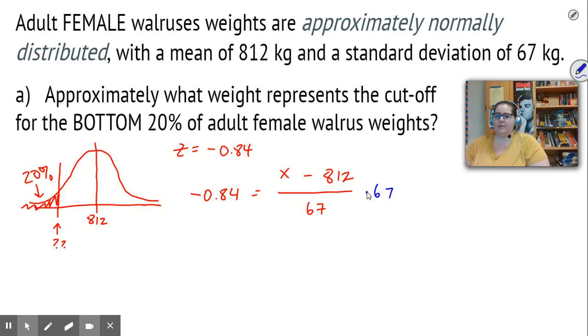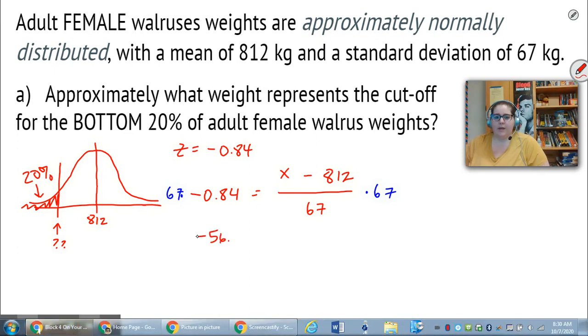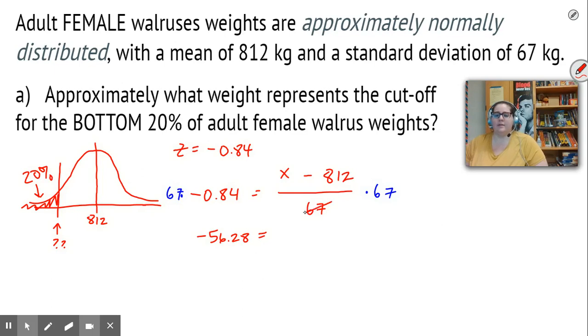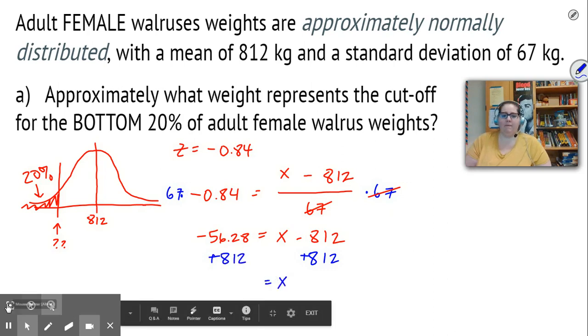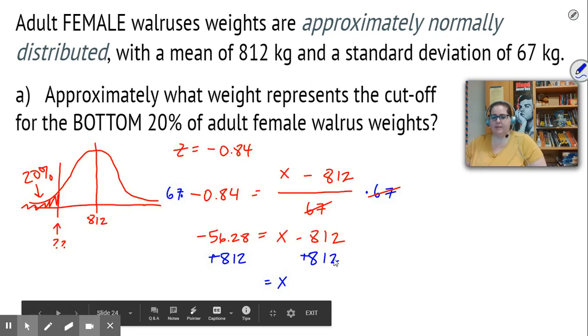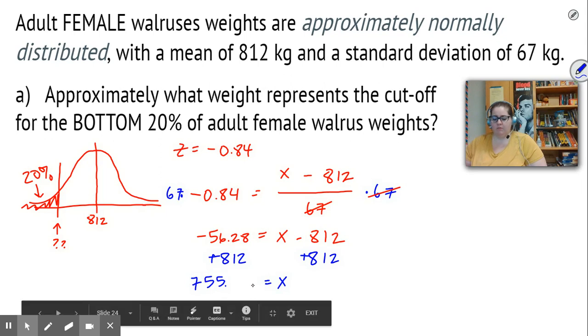And then at this point, we're just doing some algebra. So I'm going to multiply by 67 on both sides, which gives me negative 56.28 on the left side. And then on the right side, obviously the 67s would cancel out. So x minus 812. And then I would add 812 on both sides to get the x by itself. And that gives me 755.72.